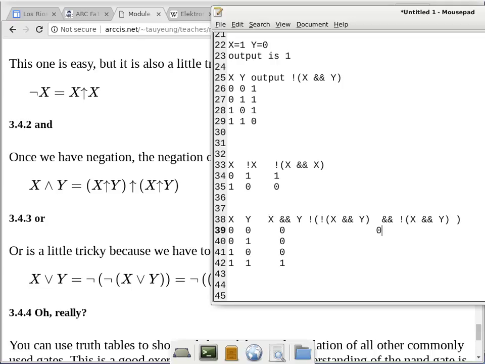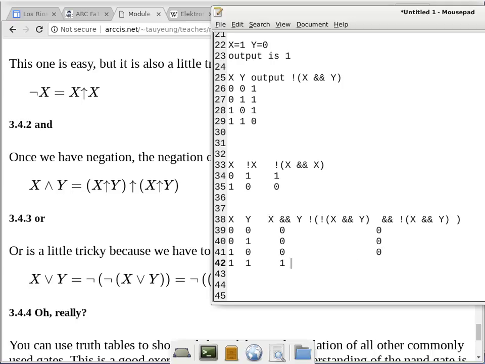This is false. The next one, we have at least one input being false, so that means x and y is false, x and y is false, false and false. Not false is true, not false is true, true and true is true, not true is false. And the next one is symmetric. It's kind of like the mirror image of this one, so it's also false.